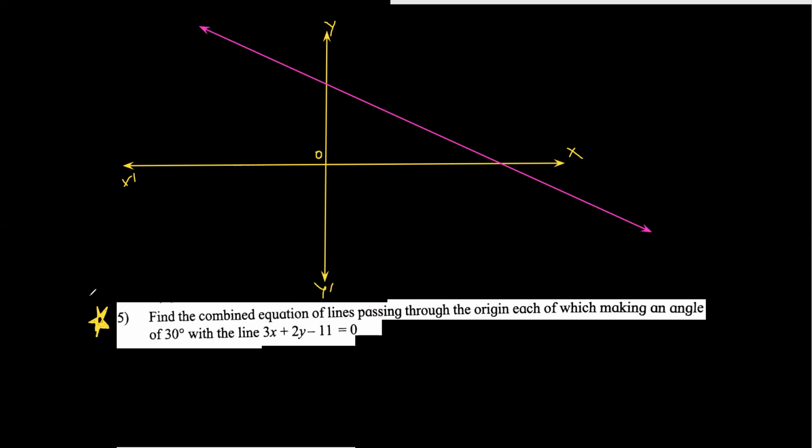See, find the combined equation. They're asking you to get the combined equation of lines passing through the origin, the two lines which are passing through origin, and each of which makes an angle of 30 degrees with this given line. So I am drawing this given line here. And the equation of the given line is 3x plus 2y minus 11 equal to 0.